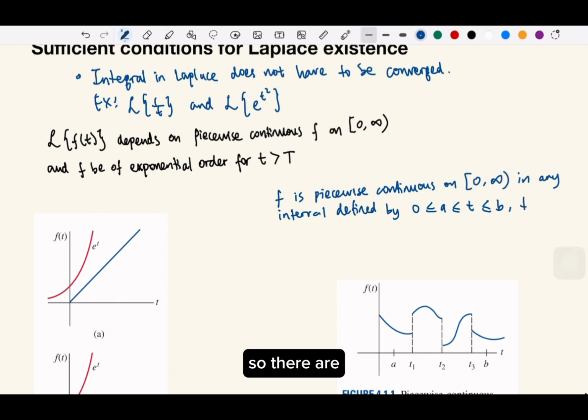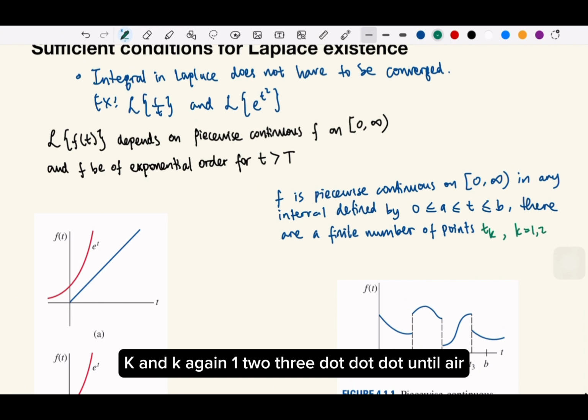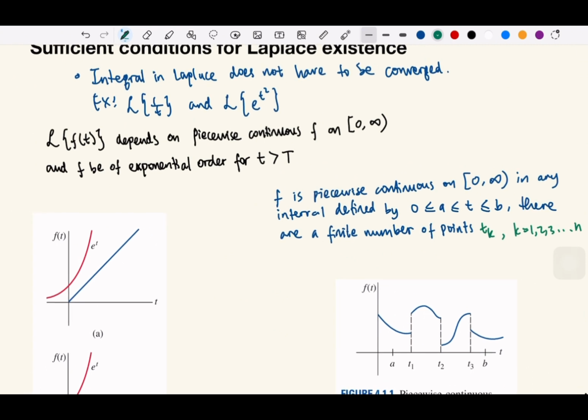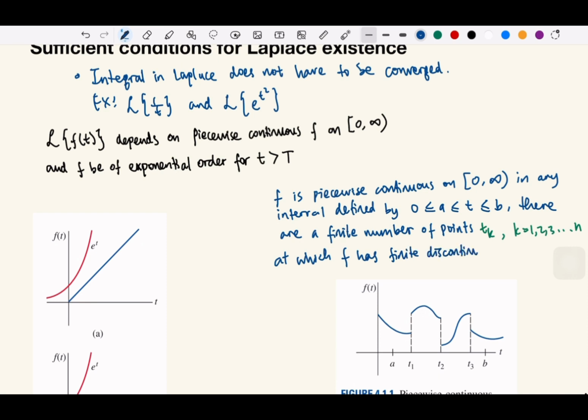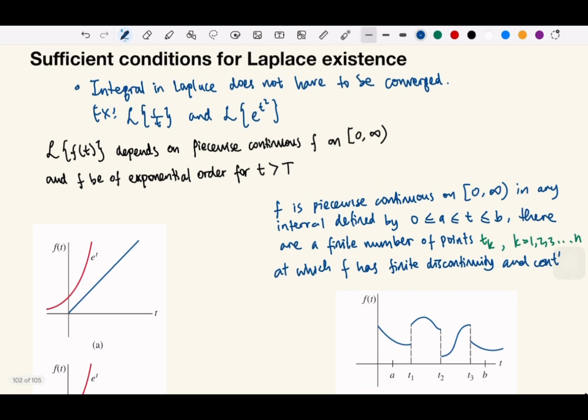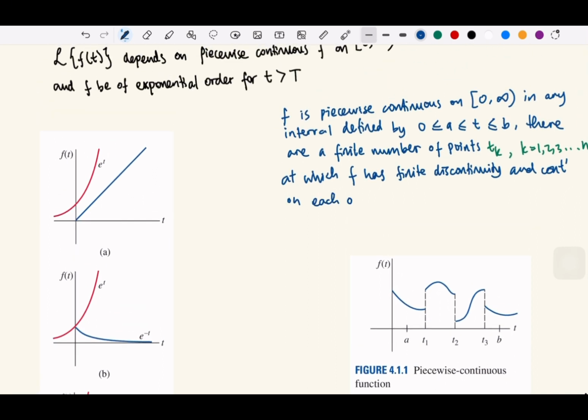Okay? So there are a finite number of points, so we can set up many values of t_k, and k can be 1, 2, 3, until n, at which the function has finite discontinuity and is continuous on each open interval.